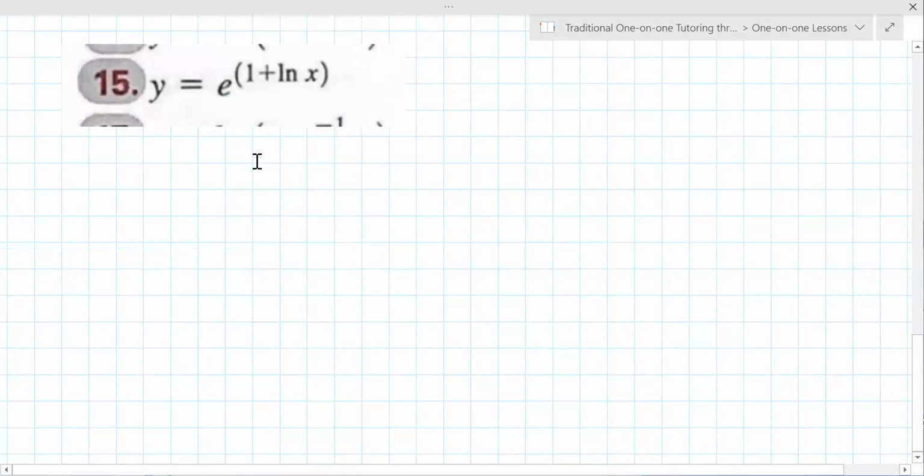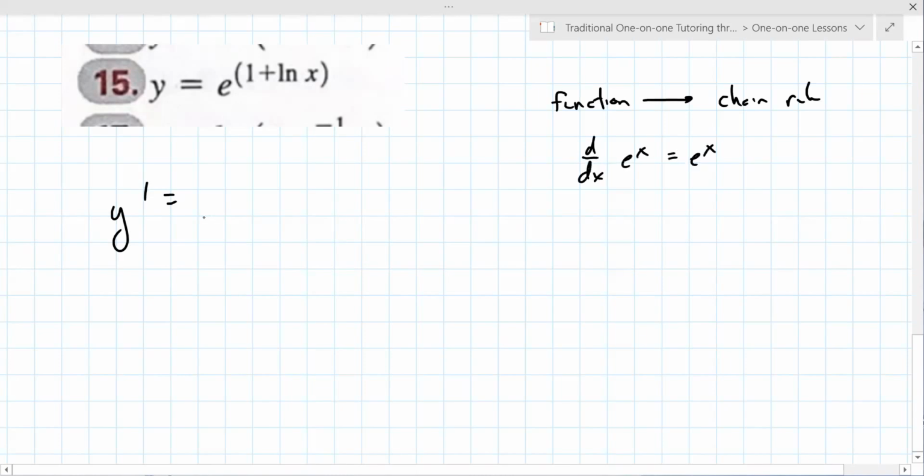What do I call this? E is a function, so you have to know the derivative of that. It's kind of like a sine or a cosine, one of those. And then there's a chain rule part as well. The derivative of e is always itself: d/dx of e to the x equals e to the x. So it's e to the 1 plus natural log of x.